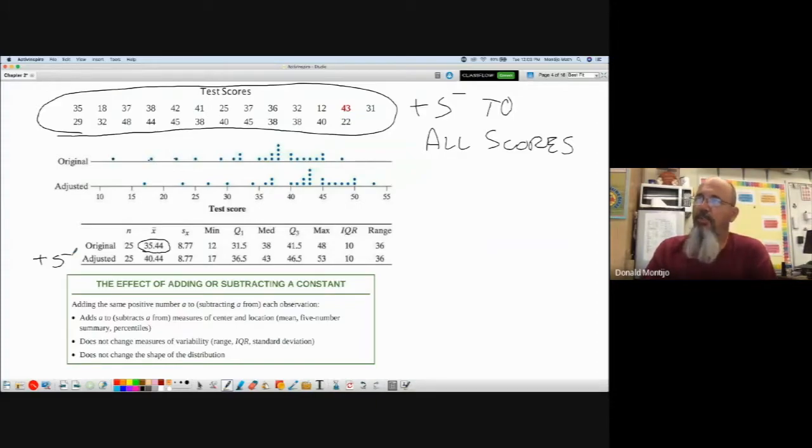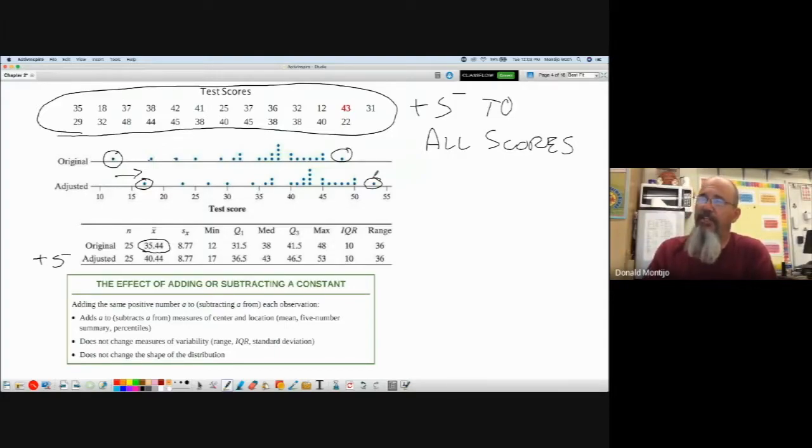Does it change the spread? Well, let's look at the dot plot for that. Remember, spread could be measured in range or it could be measured in standard deviation. It's measuring how far apart each score is from one another. So if you look at the top one, the spread from the lowest score to the highest score, well, now what's it done to our data set? It's just shifted everything to the right 5 units. Therefore, the spread of the data set has not changed.